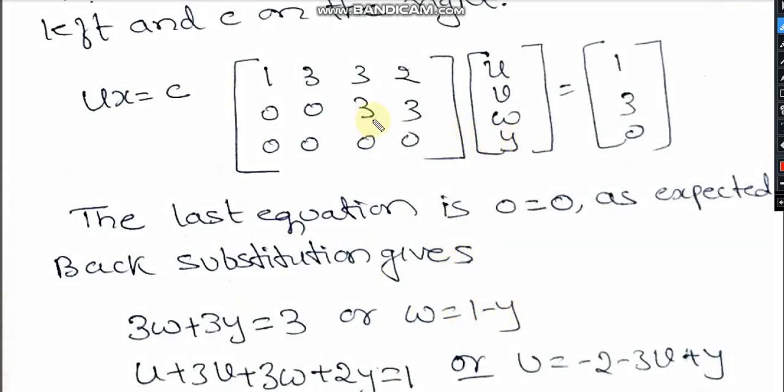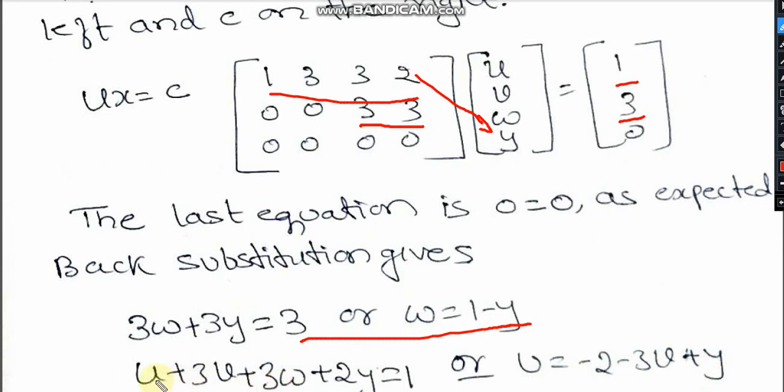So here, in the last one, we saw that you had this equation, 3w plus 3y equals 3. So that leads to what? w equals 1 minus y. And from the first expression, what will you get? 1 into u plus 3v plus 3w plus 2y equals 1. So from this expression, you will be getting u equals minus 2 minus 3v plus y.